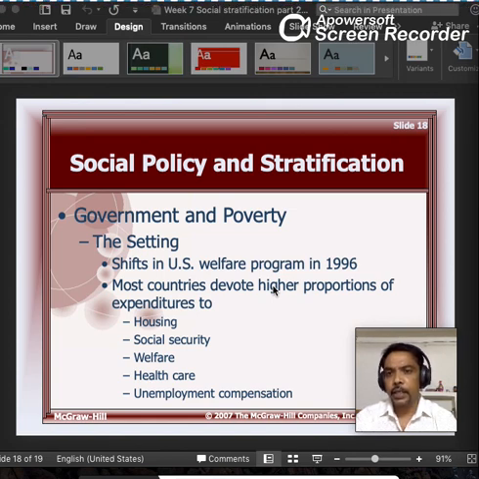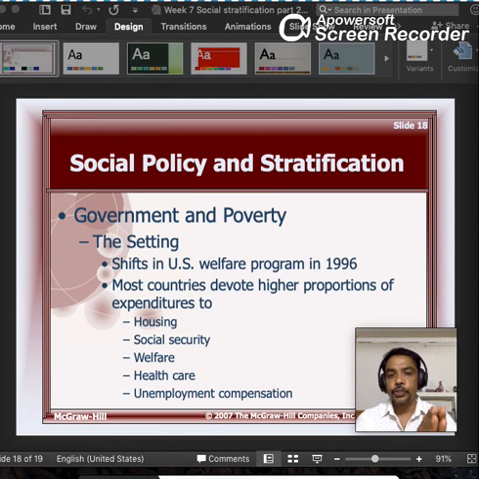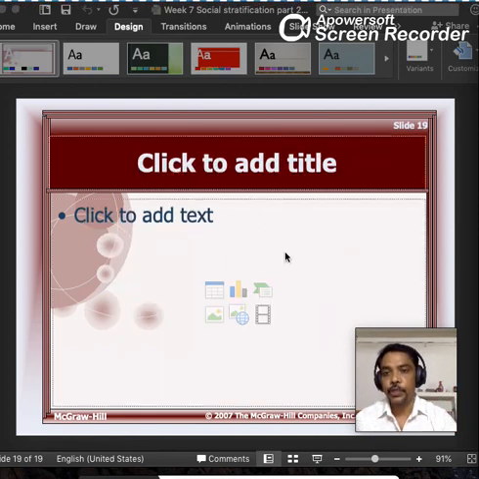You probably see the shift in the U.S. welfare program in 1996. Most countries devote high proportions of expenditure to housing, social security, welfare, healthcare, and unemployment compensation as well. So those are the things happening, and by investing money in those sectors, they try to uplift one class or one status to the next level, which we call social mobility as well.